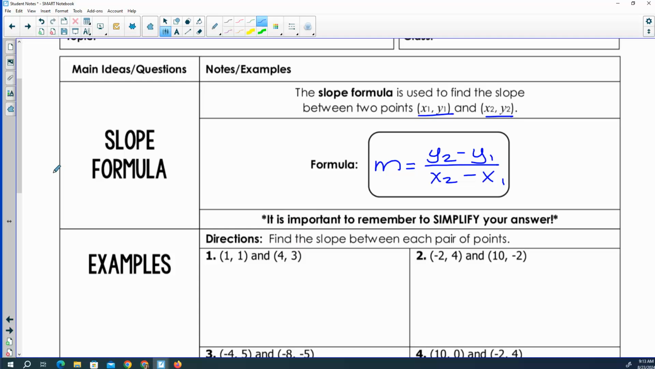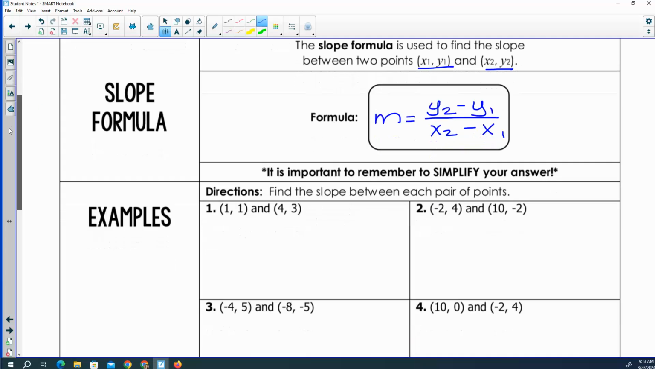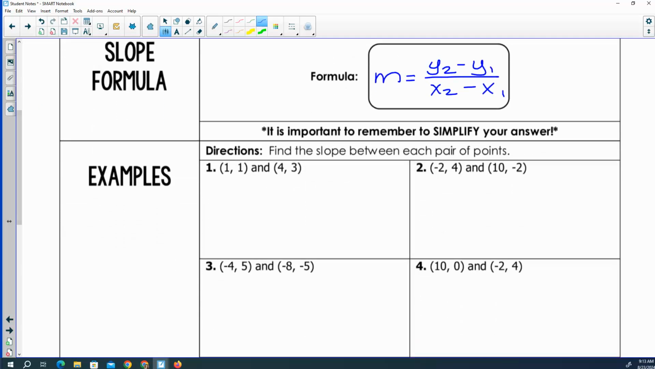Again, we do need to make sure it's in lowest terms. If you struggle with that, there's always calculators you can use. If you're having trouble, please let me know so I can sit down with you and talk about that a little more. But let's just go through some of these problems.